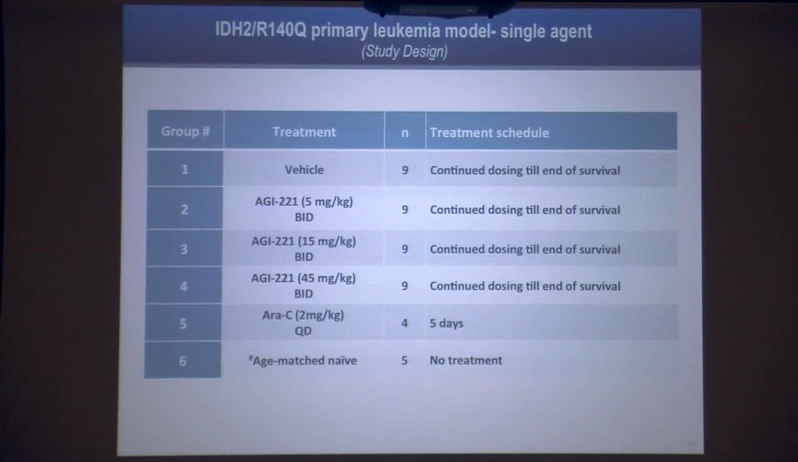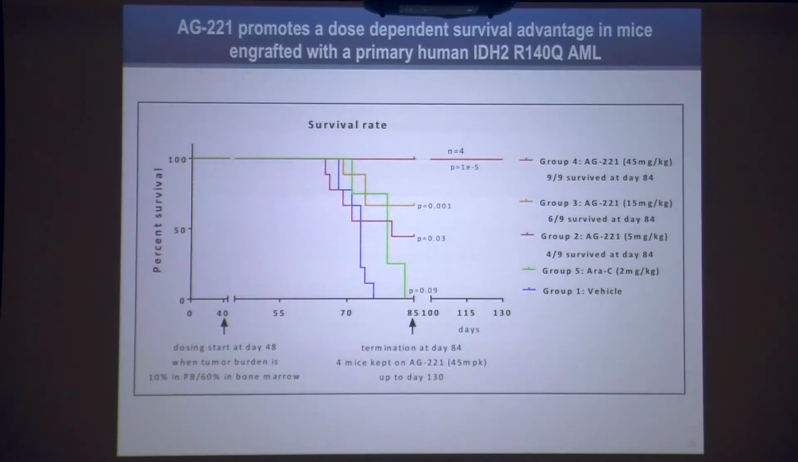And so this is the first experiment that we ran. We did 3 different doses of AG221, 5 mg, 15 mg, or 45 mg per kg. And then we compared the ability of this molecule to affect the tumor compared to Ara-C, which is what's used in the clinic. And in the mouse study, this is what's called a Kaplan-Meier curve, and it measures the survival.